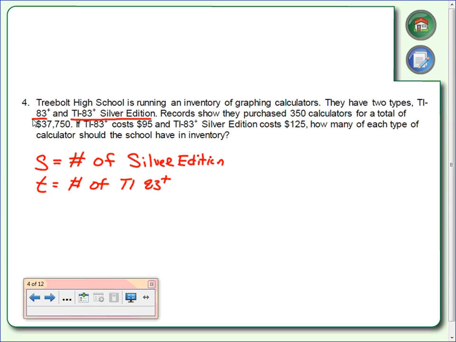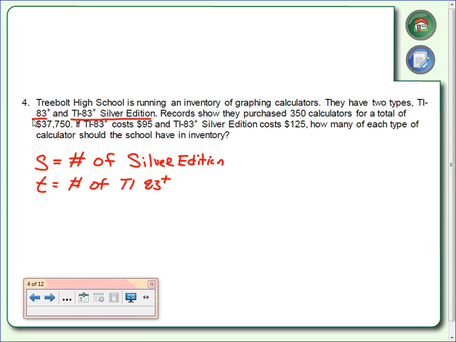Now we need to write 2 equations. It told us right here there's a total of 350 calculators. So if I take all the calculators, put them all in one big box, there should be a total of 350 calculators all together. So I need an equation to describe that. What would the equation be? Remember, guys, there's 350 calculators. Some of them are Silver Edition. Some of them are just the regular TI-83 Plus.